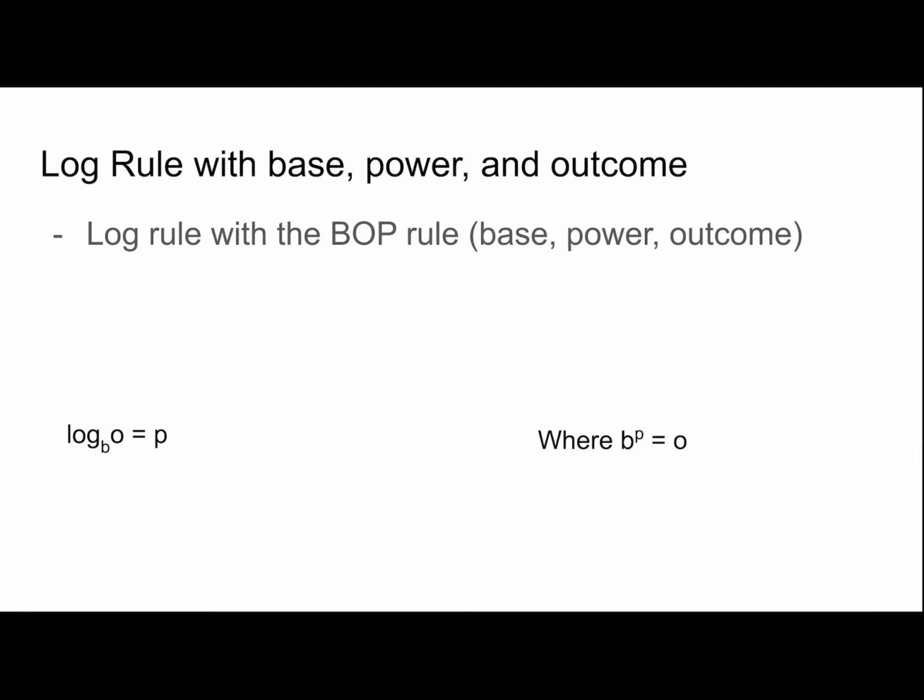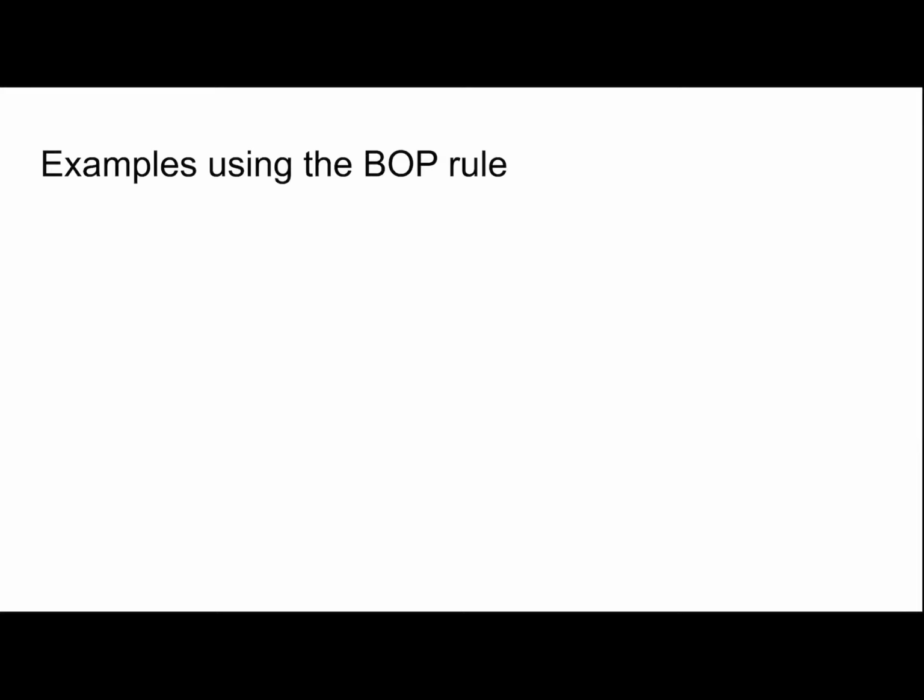So where B to the power of P equals to O. So base to the power is equal to our outcome. Some examples using the BOP rule.